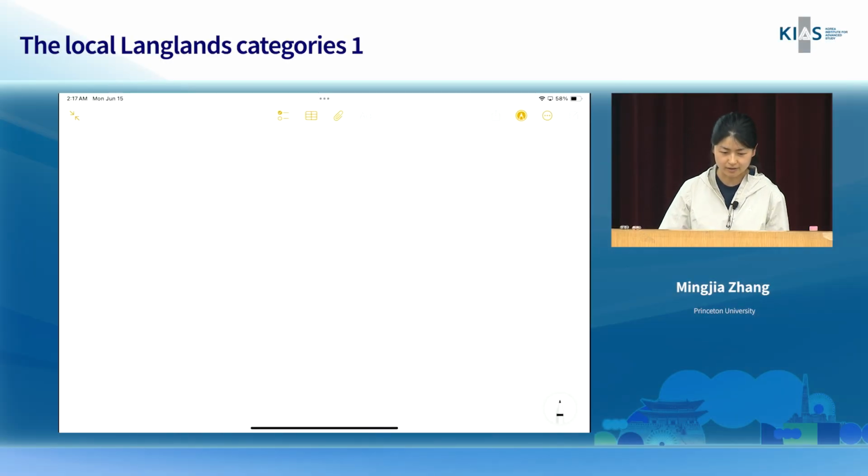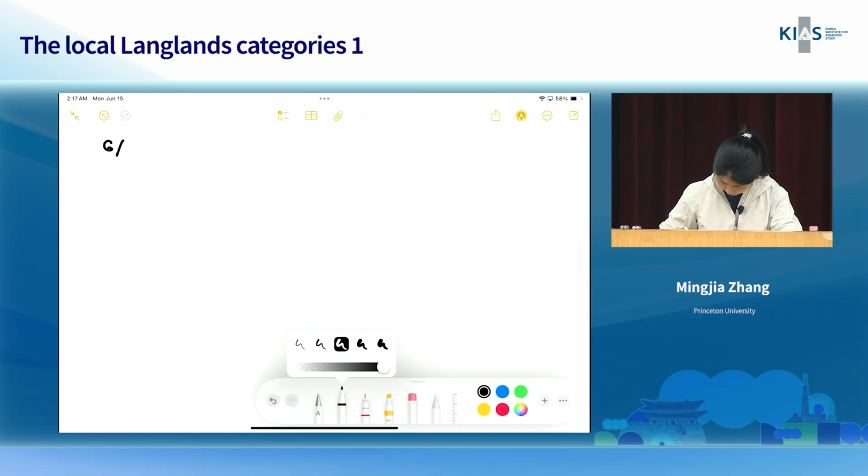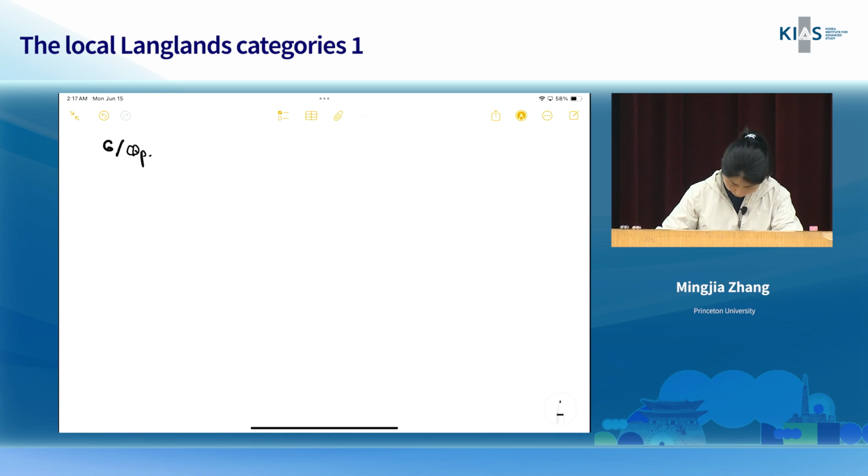Yeah, thanks. On the local Langlands categories. So starting from now, I will start to introduce the automorphic side of the categorical local Langlands. But for my talks, for simplicity, I'll just assume our local fields to be Q_p. And I will indicate sometimes how to change things to other fields, but you won't lose much. And I'll fix l different from p.